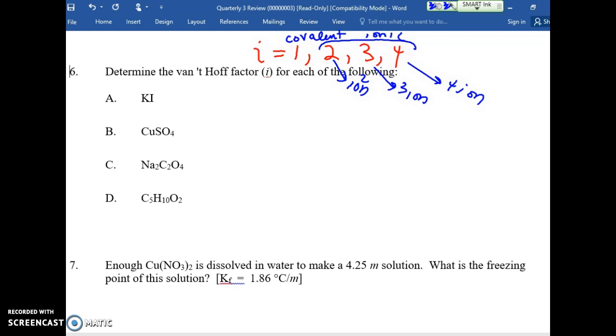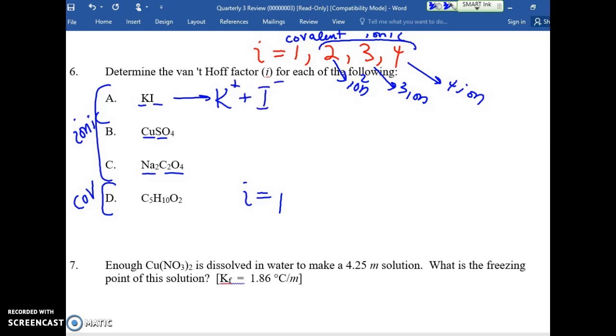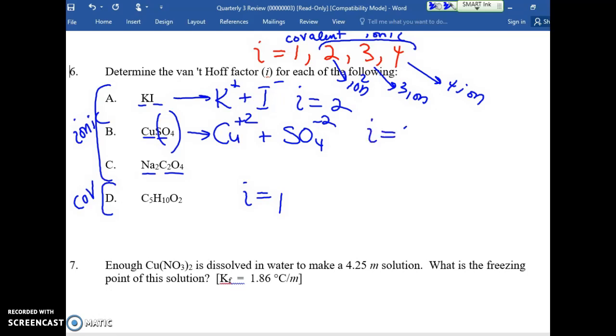Well, first off, A, B, and C are all ionic because metal, nonmetal, metal, nonmetal, metal, nonmetal. D is covalent. That's the easy one. If you're covalent, that means your i value is 1. KI breaks up into K and I, 2 ions. That means the i value is 2. CuSO4, be careful, breaks up into 2 ions likewise. A copper ion and a sulfate ion. You'll find sulfate on Table E. That's 2 ions, so the i is 2.